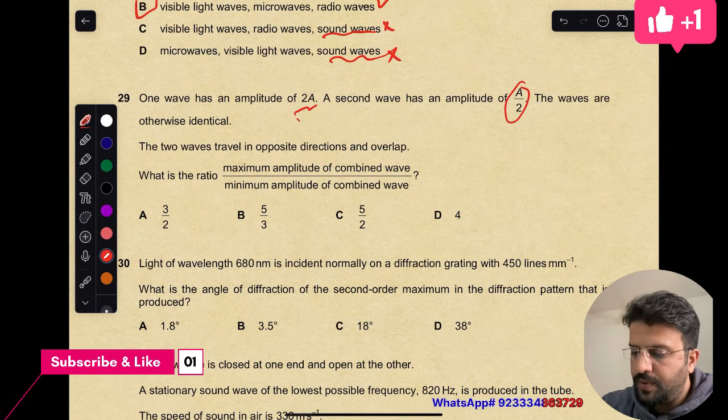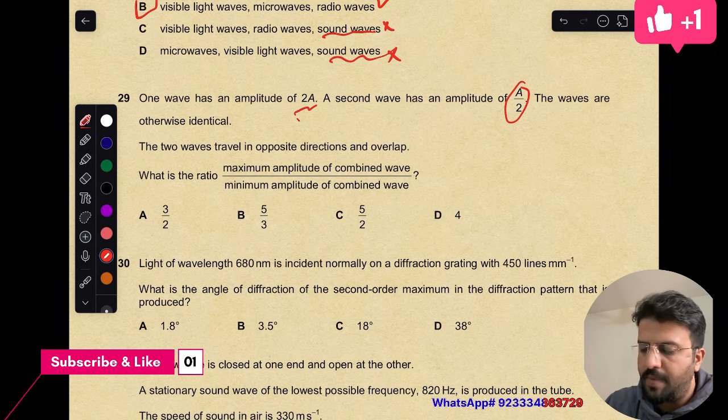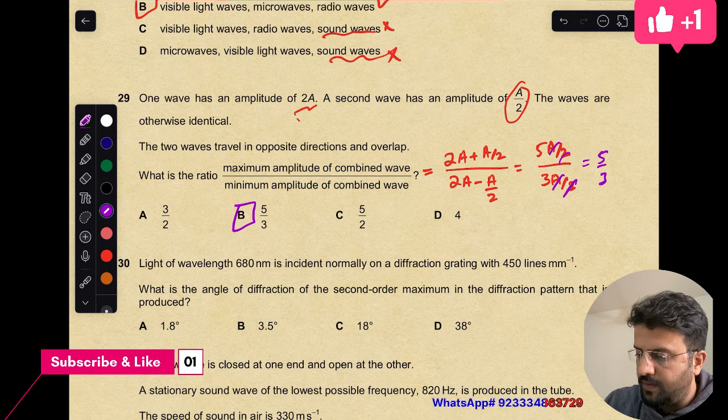Okay, one wave has an amplitude of 2a, the other has an amplitude of a by 2. The waves are otherwise identical, they are traveling in opposite directions. What is the ratio of the maximum amplitude of the combined wave and the minimum? For maximum, we know they will be simply added up, so the amplitude of the first plus the amplitude of the second will be added. For minimum, the amplitude will be subtracted simply. So when you do this, this will give you 5a by 2. The lower one will give you 3a by 2. The 2 and 2 cancel, a and a cancel, and you get 5 by 3. It's option B you have.